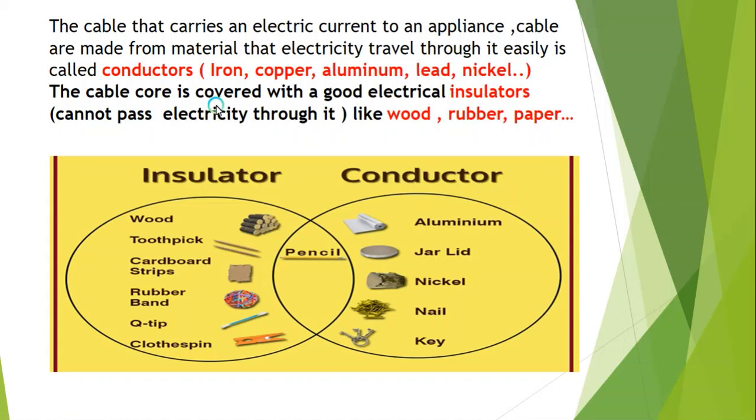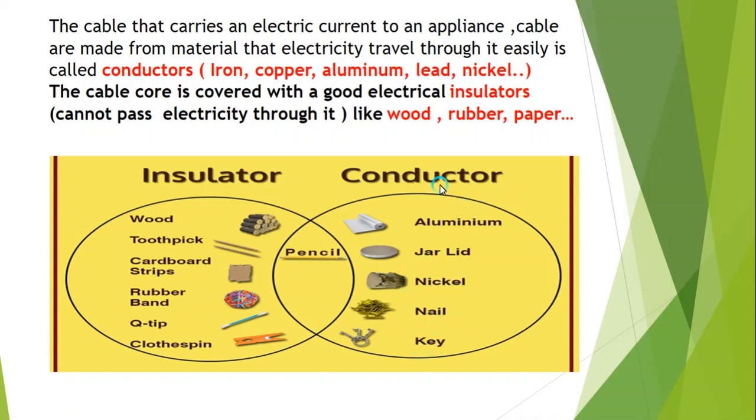But on the other hand, the cable core is covered by what? Covered by plastic. So the plastic is an insulator, it cannot pass electricity through it. For example, wood is an insulator, rubber is an insulator, and paper, as you're going to see here in the following picture. So it is a picture where you can identify the difference between insulator and conductor. For example, the insulator can be wood, the toothpick, rubber, plastic, and many things. And here the conductor can be, for example, aluminum, iron, nickel, a nail, keys, or copper. All of those are called conductors.